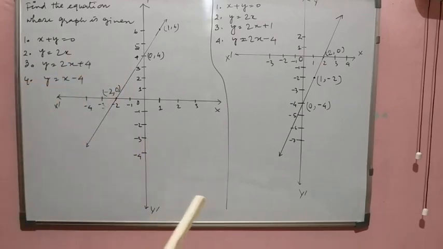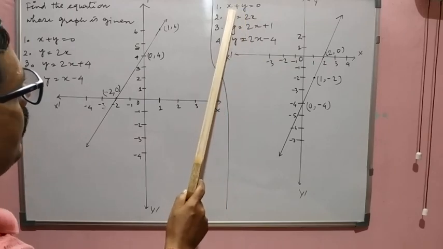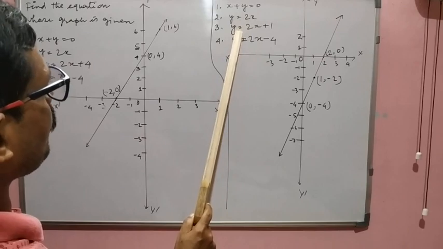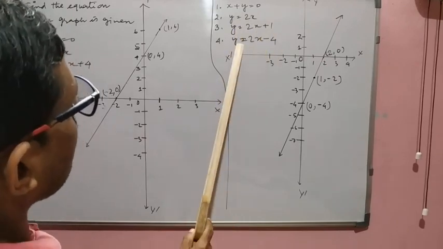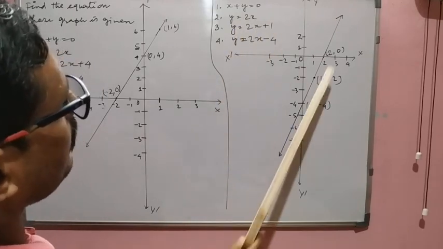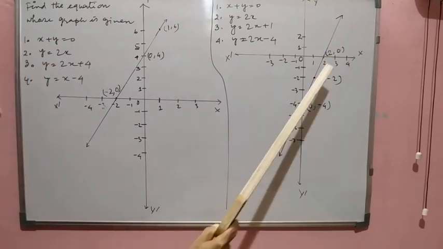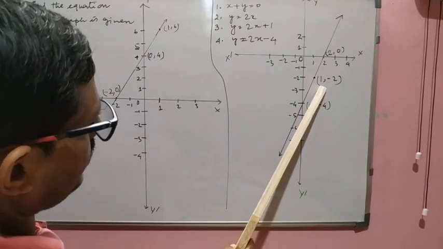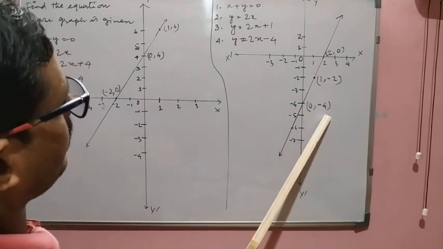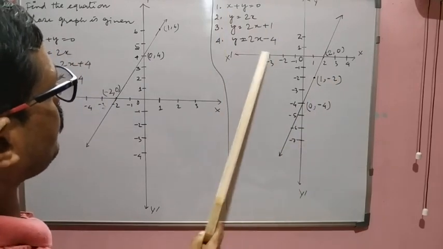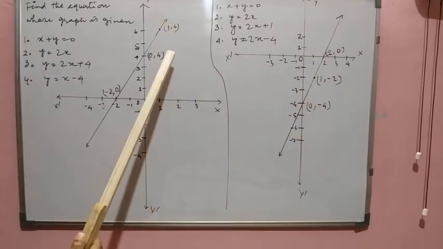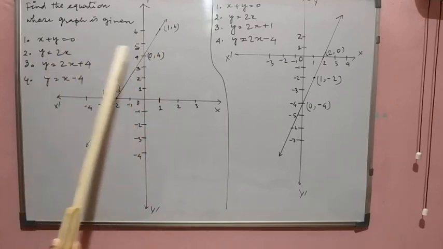Already I taught you one question, so you can do this one at home. This is also the same. The options are x plus y equals 0, y equals 2x, y equals 2x plus 1, and y equals 2x minus 4. The graph is passing through the points 2, 0, 1, minus 2, and 0, minus 4. So you have to select the equation whose graph this is. Just as I explained, you can try one by one.